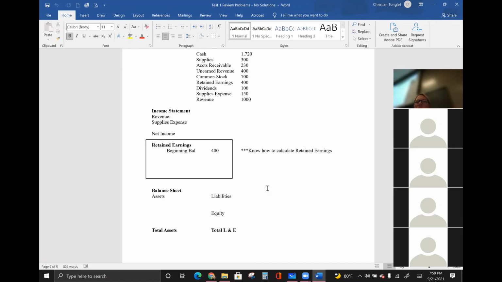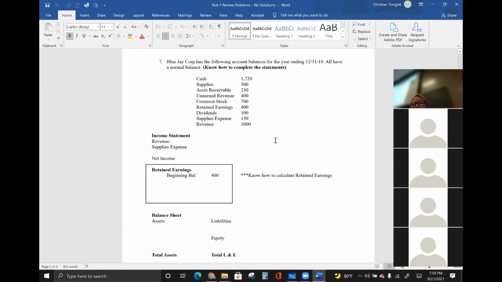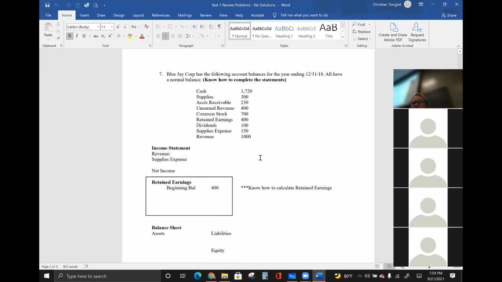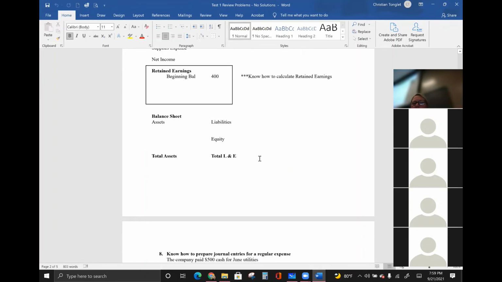So we have an income statement, revenue, supplies, expense, net income. So you would have to go in and just find those numbers, put them in. Know how to calculate retained earnings. Balance sheet format will be the assets on one side, liabilities and equity on the other side.